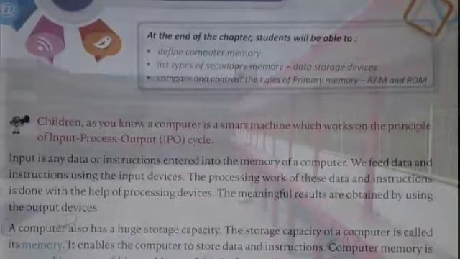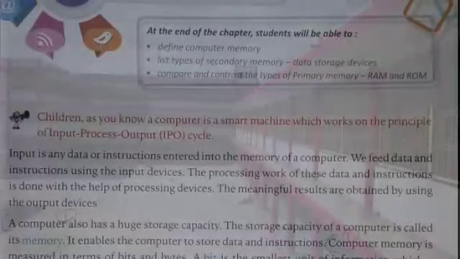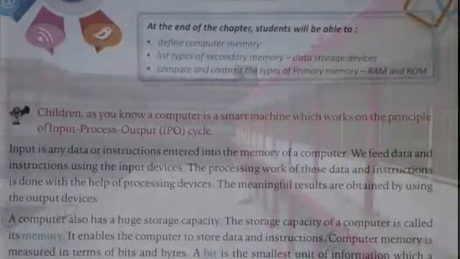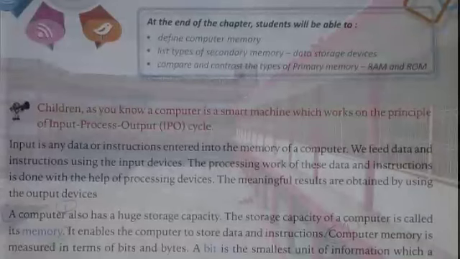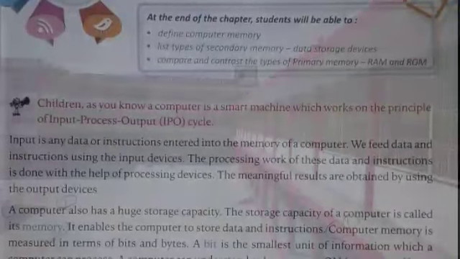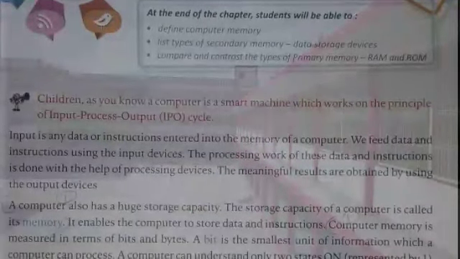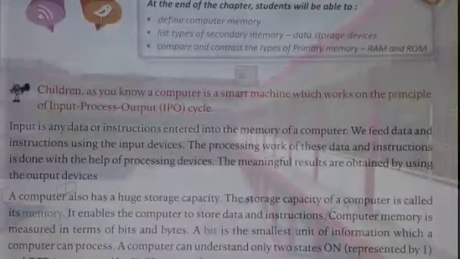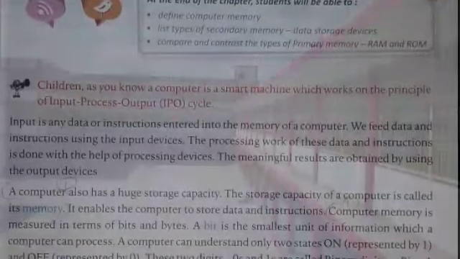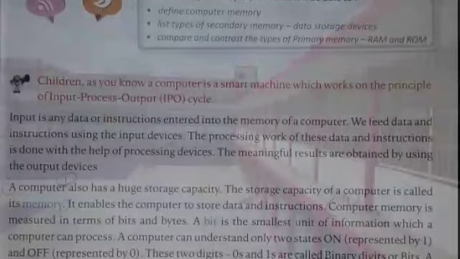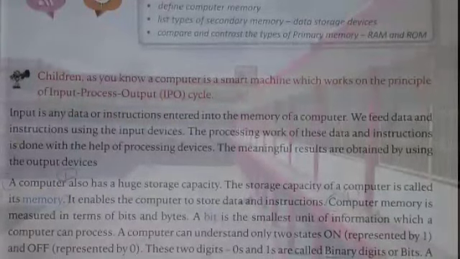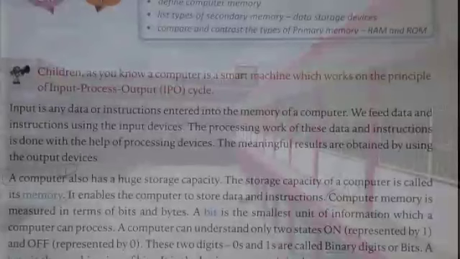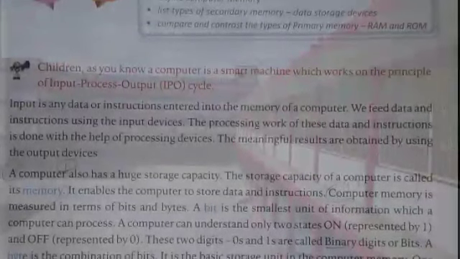A computer also has a huge storage capacity. The storage capacity of a computer is called its memory. It enables the computer to store data and instructions. Computer memory is measured in terms of bits and bytes. A bit is the smallest unit of information which a computer can process.